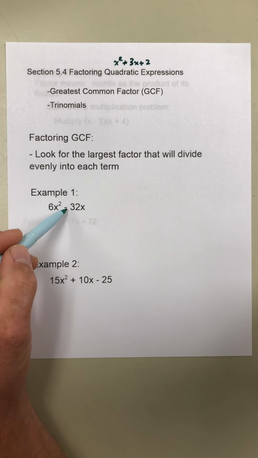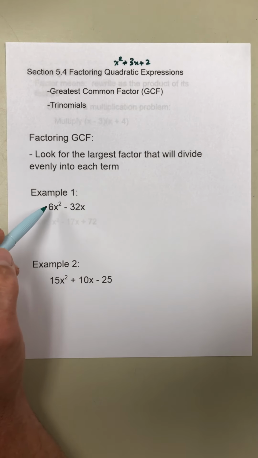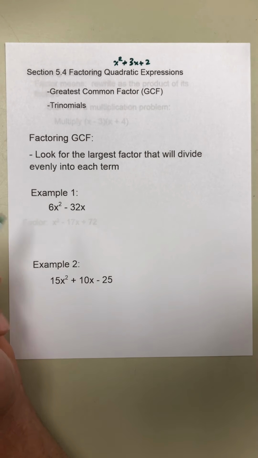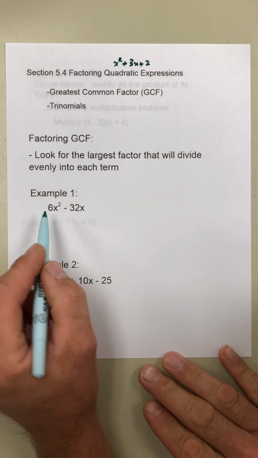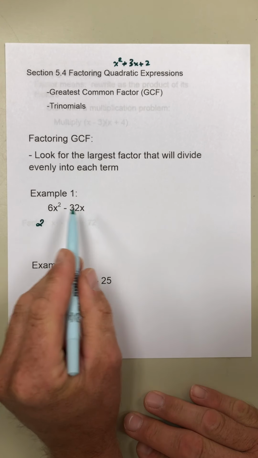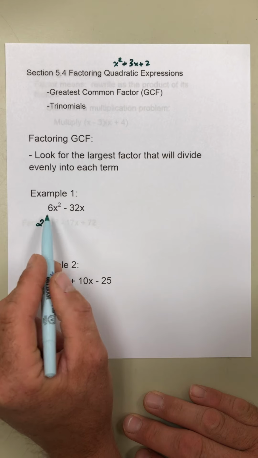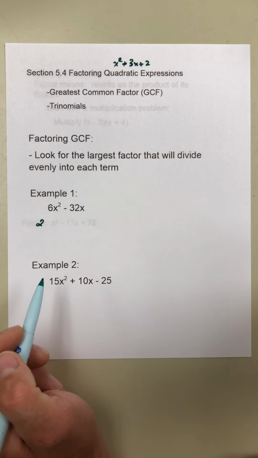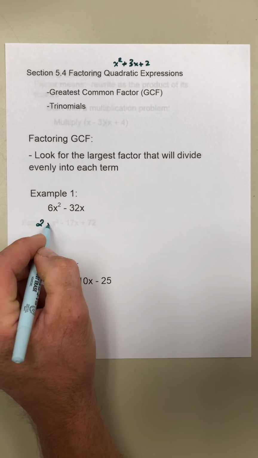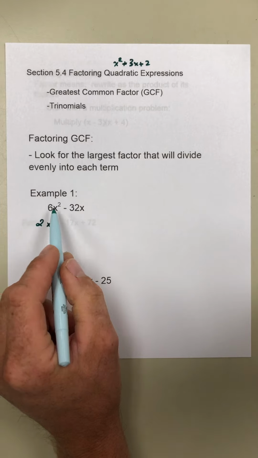We have 6x squared minus 32x. So I want to look at my numbers to start with, my coefficients, 6 and 32. What number will divide evenly into 6 and 32? So we know that 2 will divide evenly into 6 and 32, and 2 is the largest number that will divide evenly into them. As I look at my variables, I have x squared and x. We hopefully notice that we can take an x out of them.